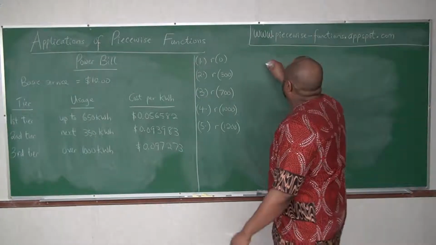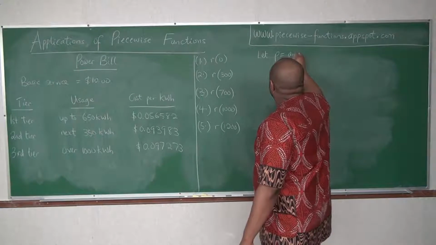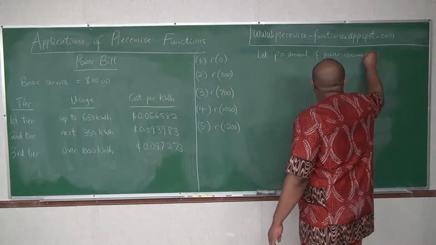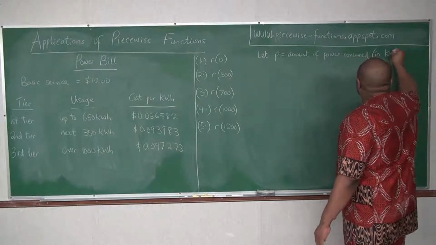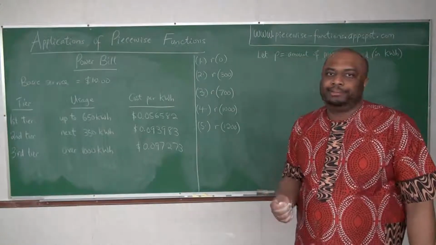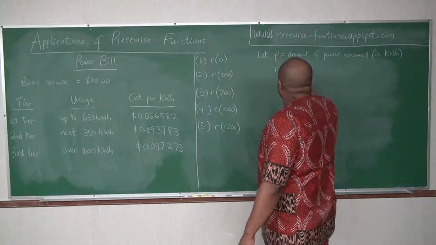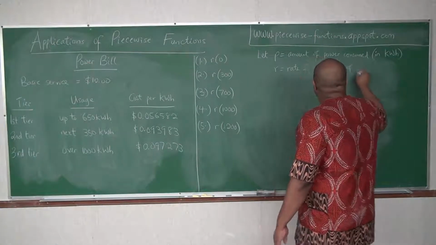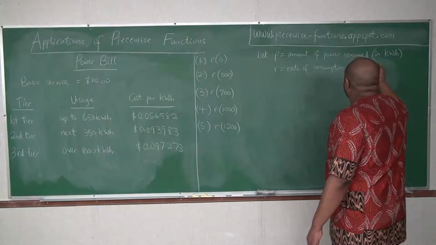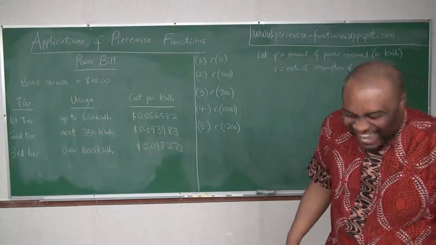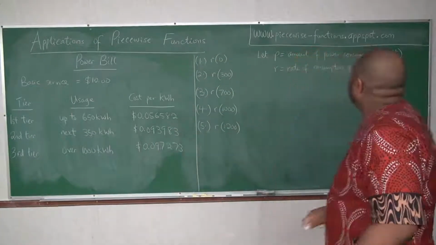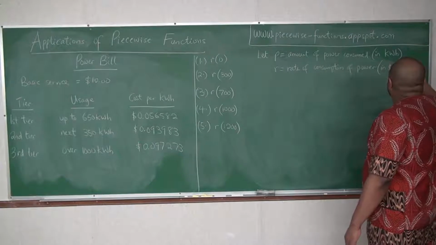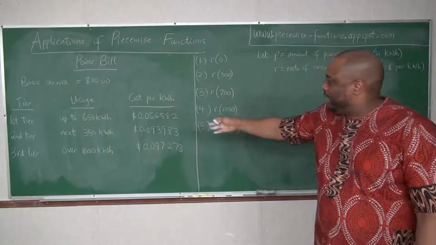Define the variables. So let's say, let P be the amount of power consumed in kilowatt hour. And let R be the rate of consumption of power. This is in dollars per kilowatt hour. And that's the rate, cost per kilowatt hour.